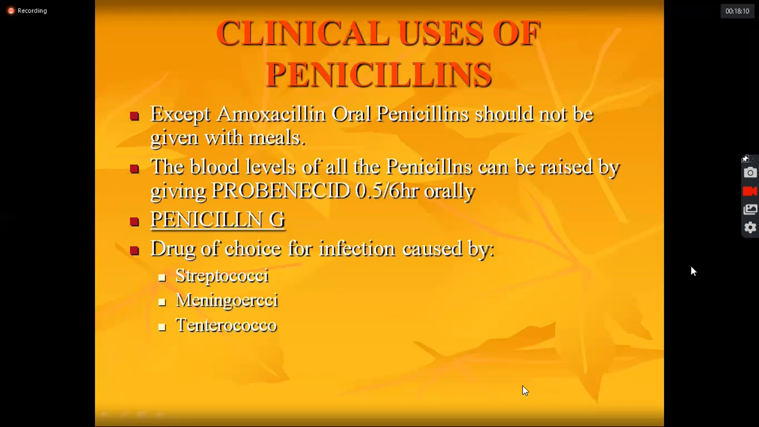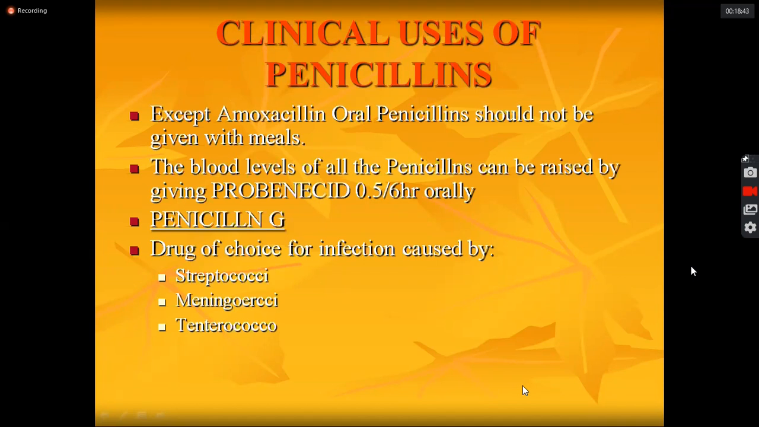The blood level of all the penicillins can be increased. For example, if you do not want to give a high dose of penicillin for toxicity to occur, you can increase the absorption or the level of the penicillin in the body if you give probenecid 0.5 grams 6 hourly orally along with the penicillin. So you don't need to increase the dose, but the therapeutic dose that you have given would prove to be maximally efficacious if you give probenecid.